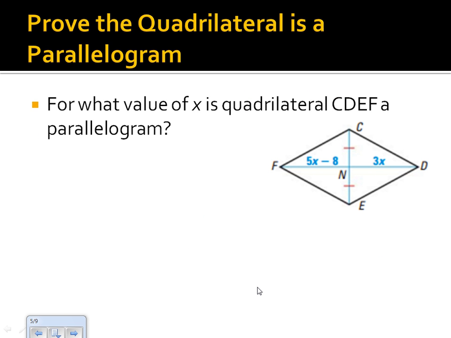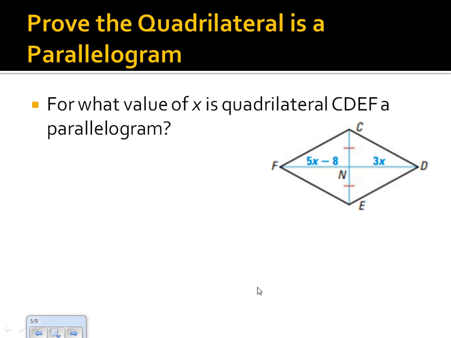So the only thing that's hard about these is they're worded a little differently. For what value of x is quadrilateral CDEF a parallelogram? You name them when you have four, you just have to name them in order. So walk around the figure.